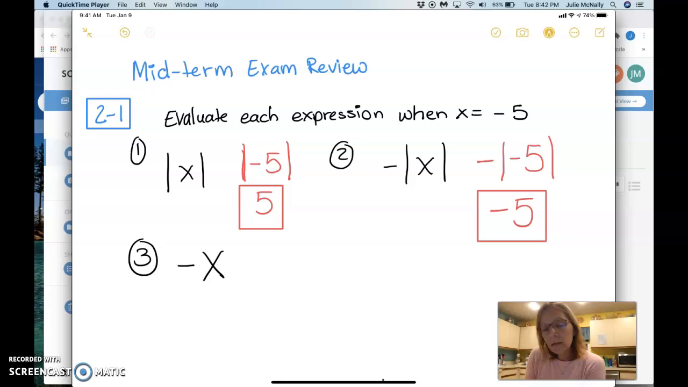And then the last one doesn't have any bars, so we're just going to plug in -5 for x. So I have that negative that's right here, and then x equals -5. So I have two negatives. What happens when you have two negatives next to each other? They turn positive. So my answer to this problem is just going to be a +5.